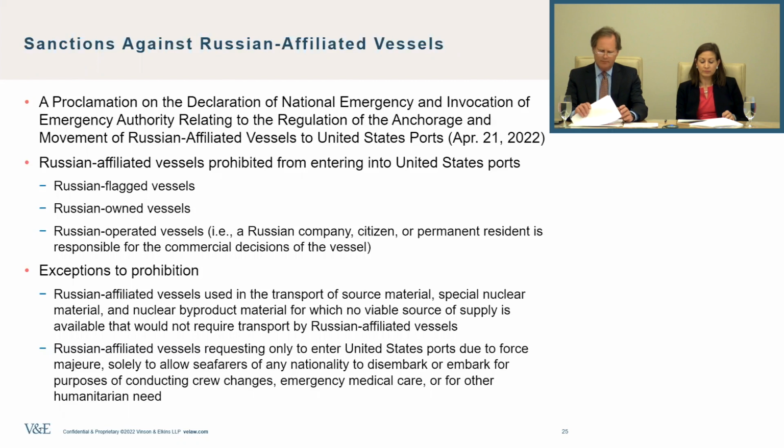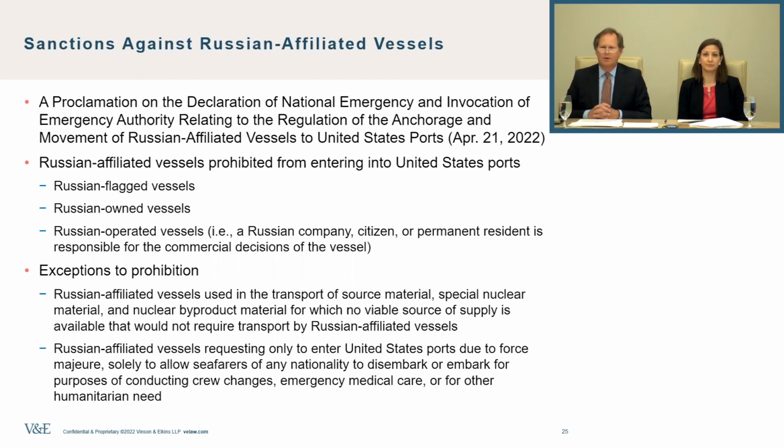So in trying to organize this set of sanctions, this was a little bit of a one-off. There is now a sanction against Russian-affiliated vessels. We tucked it in the sector sanction, but some may call it an animal unto itself. There was a proclamation on April 21st by the president that basically prohibited Russian-affiliated vessels from entering United States ports.